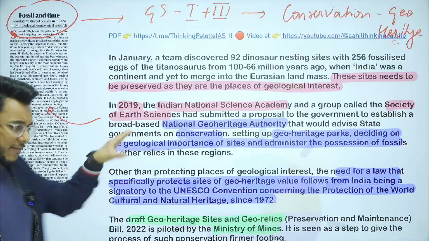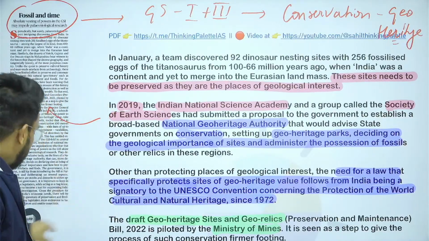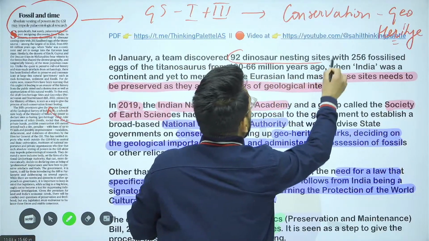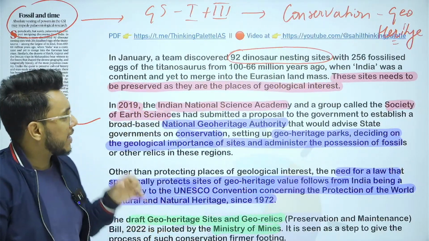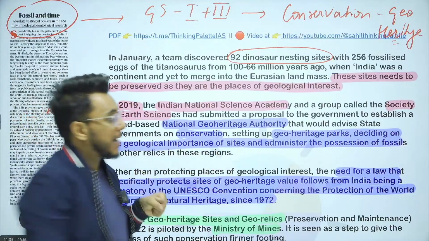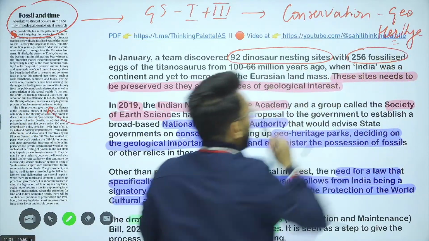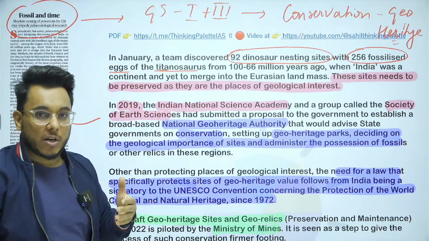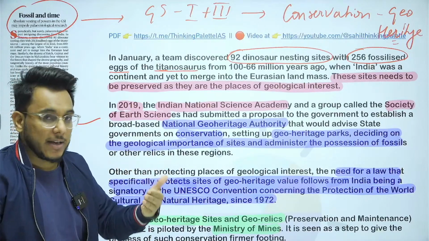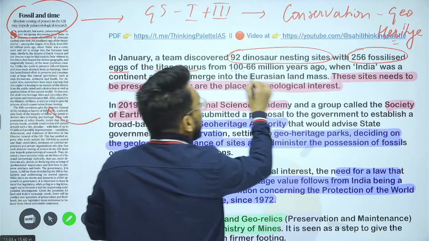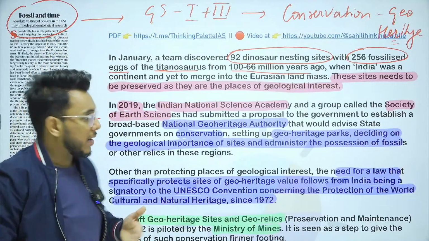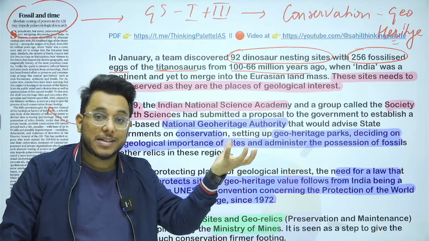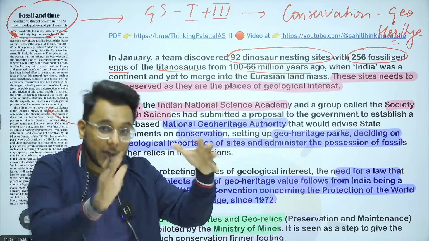Now, if we take one particular reference here, guys, in January, a team discovered 92 dinosaur nesting sites, and at these sites there were also more than 250 fossilized eggs of the Titanosaurus. Titanosaurus is a type of dinosaur which lived from 100 to 66 million years back. So these sites have been found. These are the geologically important sites, the geo heritage sites. They are to be protected.